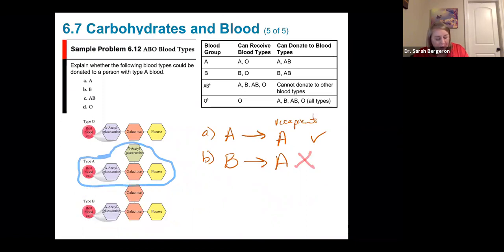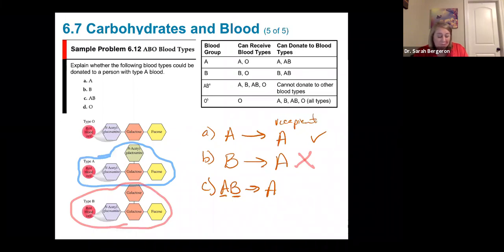Okay. How about C? C is type AB going to A. Well, if it was just type A, we'd say, yeah, okay, no problem. But it's the same thing here as in type B. The person who's AB has this stuff sitting on the outside of their cells. So if you gave it to somebody who's type A, again, you would have a rejection. And so it would be very, very bad.